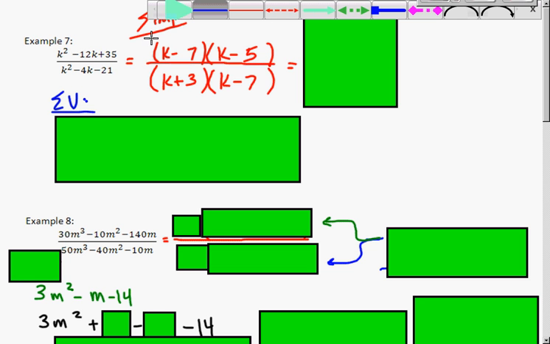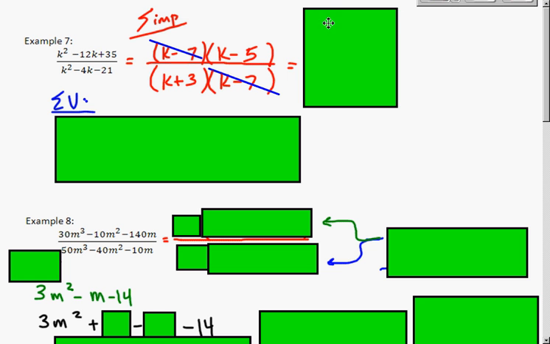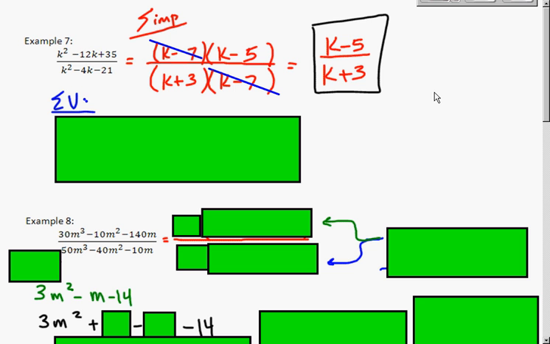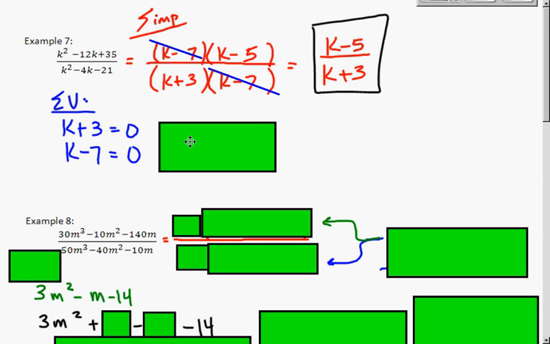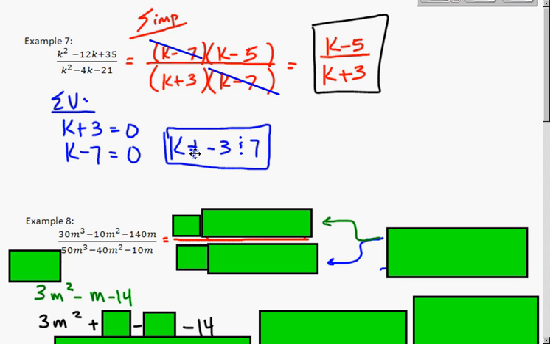This problem, again, we'd be able to factor out k minus 7 and k minus 7, and the simplified answer would be k minus 5 over k plus 3. Excluded values, again, using the factored form, set both equal to 0, and you would solve for k in each instance, and you would find that k cannot be negative 3 and k cannot be 7. This would make your denominator 0, so those are the excluded values.